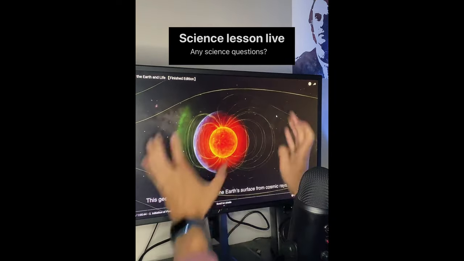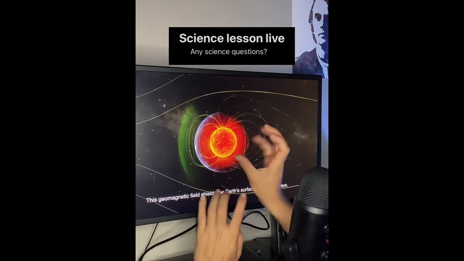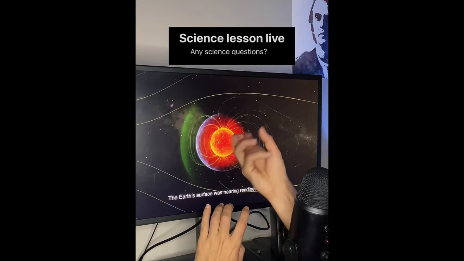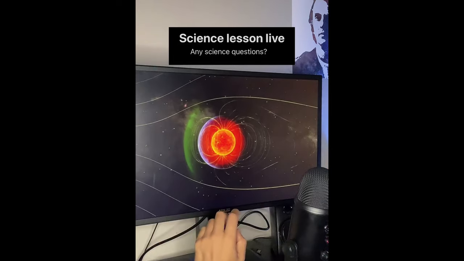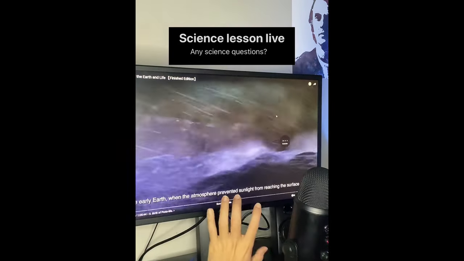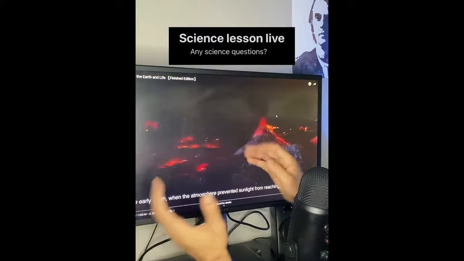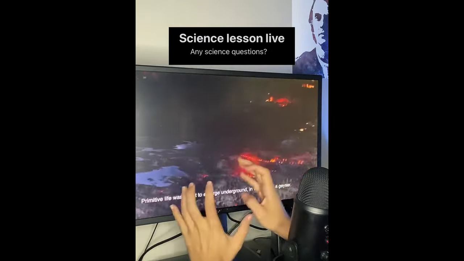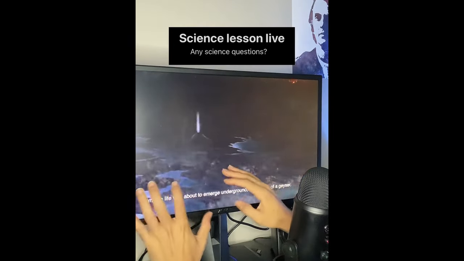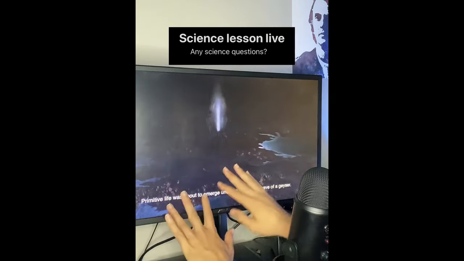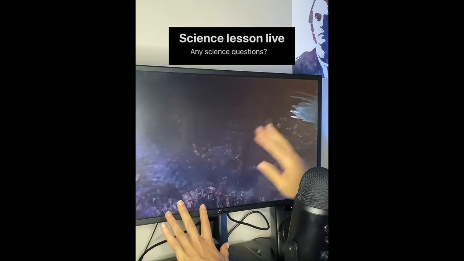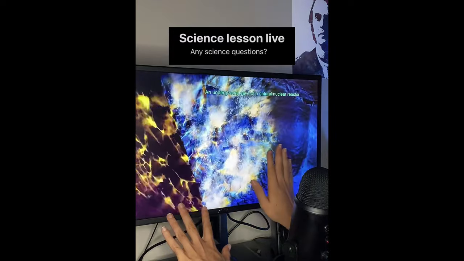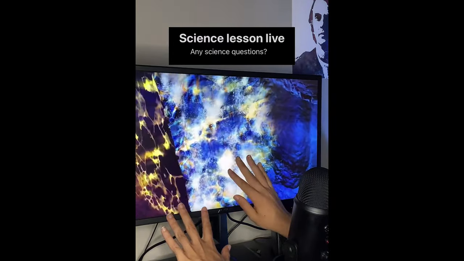The Earth has a magnetic field because of the core. The motion of the iron core in the center causes a magnetic field to emerge. And now the Earth is protected from cosmic rays. And what this allowed was a great condition for life, right? The first life appeared about 4.2 billion years ago near hydrothermal vents under the surface in the oceans.